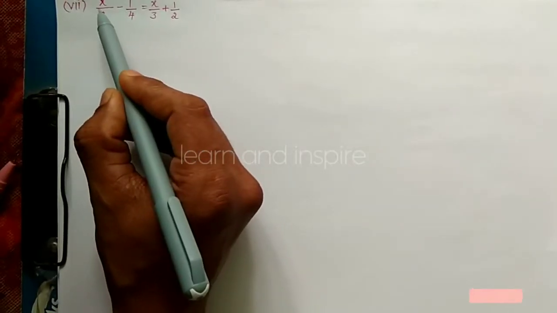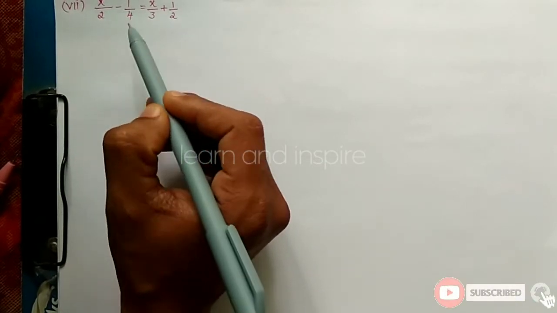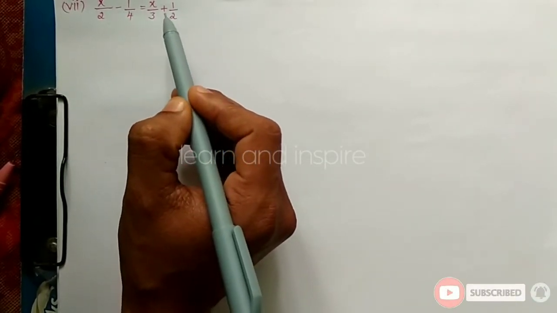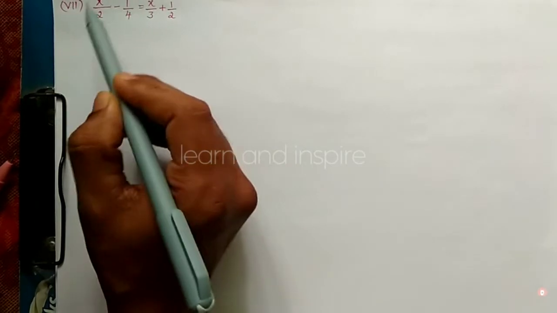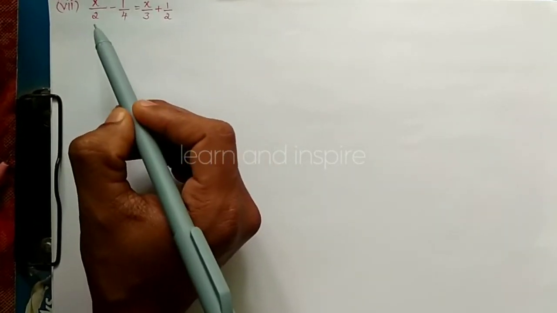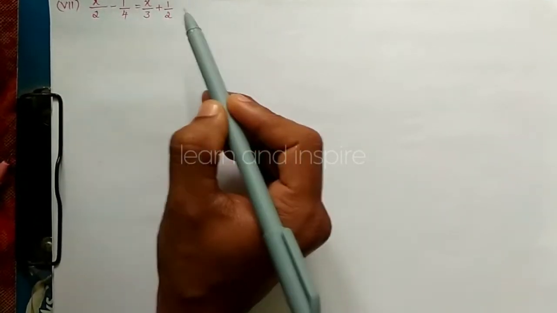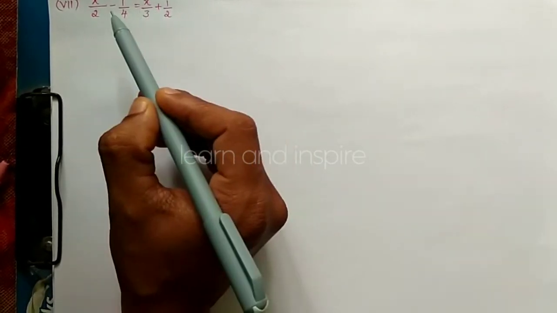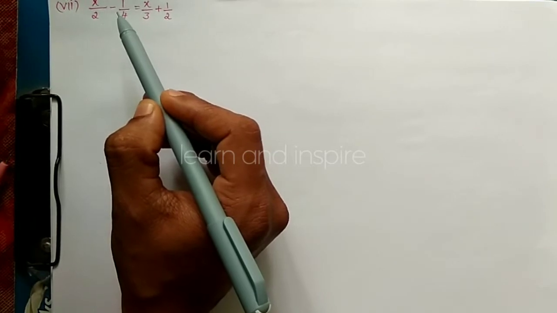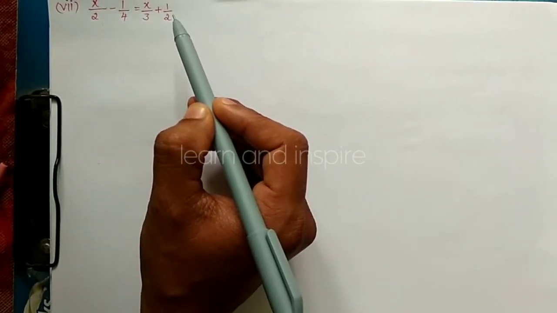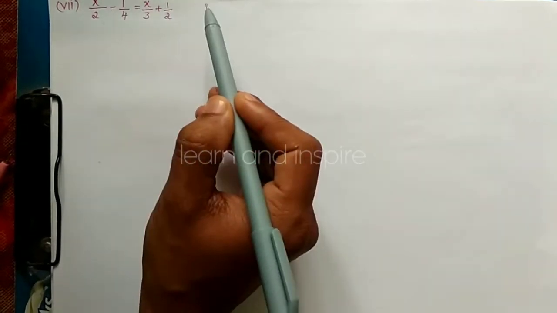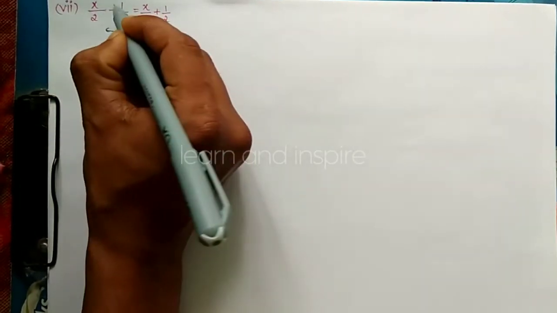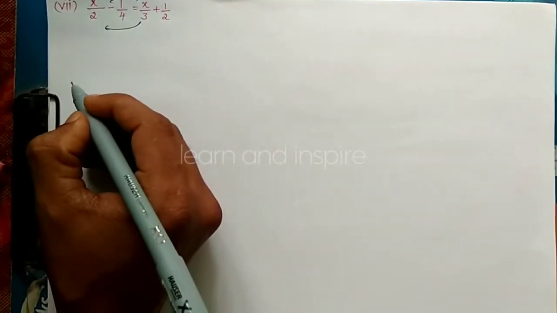Next, question number 7. X by 2 minus 1 by 4 is equal to x by 3 plus 1 by 2. In this equation on LHS we have one term of variable x. On RHS also we have one term of variable x, and there is a constant term on LHS and also on RHS. That means we have to transpose the constants to RHS and the variables to LHS.